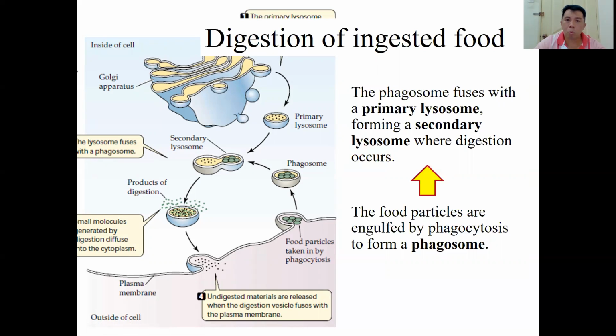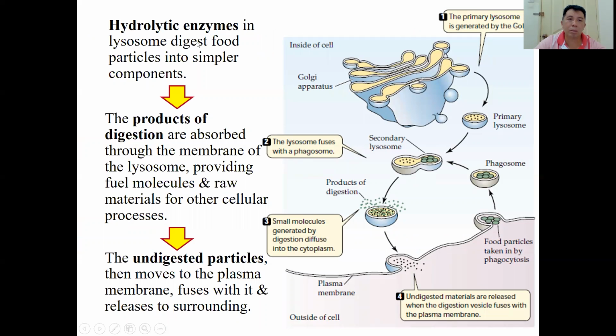As I explained just now, once the lysosome fuses with the phagosome, the proton pumps in the lysosomal membrane will be activated to pump hydrogen ions, or protons, from the cytoplasm into the lysosome, or what we call the secondary lysosome. This activates the hydrolytic enzymes in the lysosome to digest the food. You can see here, hydrolytic enzymes in the lysosome digest the food particles into simpler components. Then the products of digestion, the nutrients, are absorbed through the membrane of the lysosome and then by the cell, so that they can be reused or used for cell building.